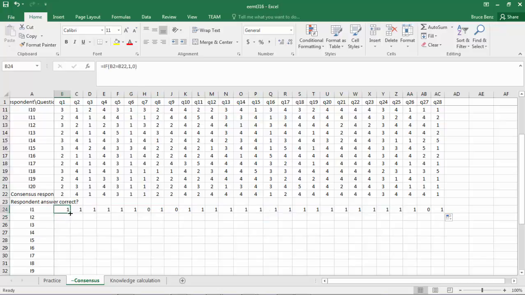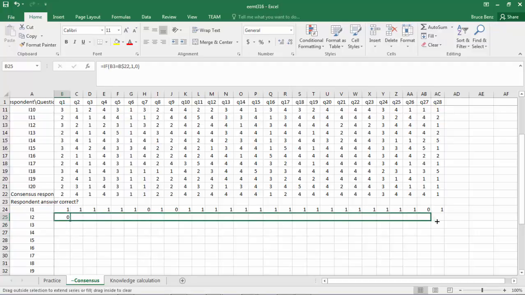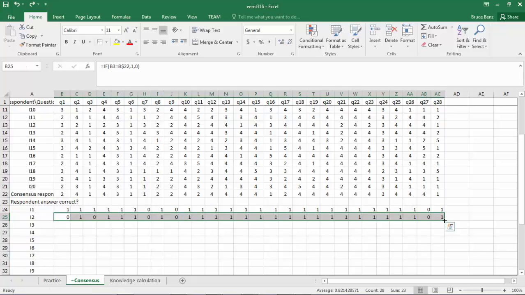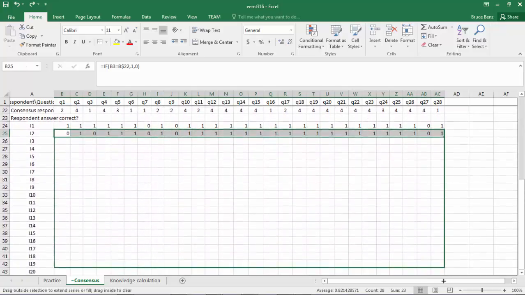Now I can also do it for the rest of the respondents, but here I have to be careful because there's not an absolute address here, and I need the consensus response to always be in row 22. So I'm going to insert the $, which makes it an absolute address, and change the row to be number 22. Once I've done that, you see I can calculate the consensus response for all again. So now I have it for all 20.